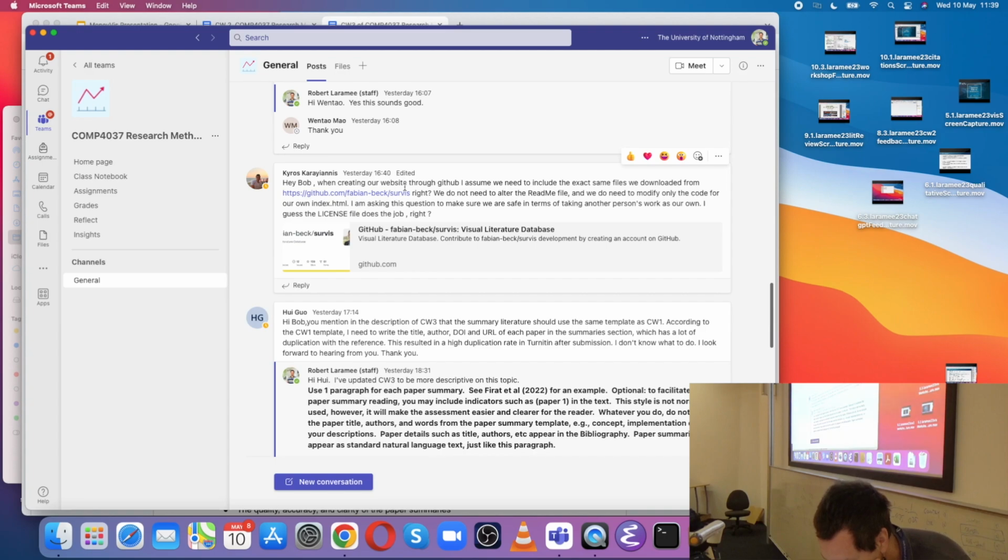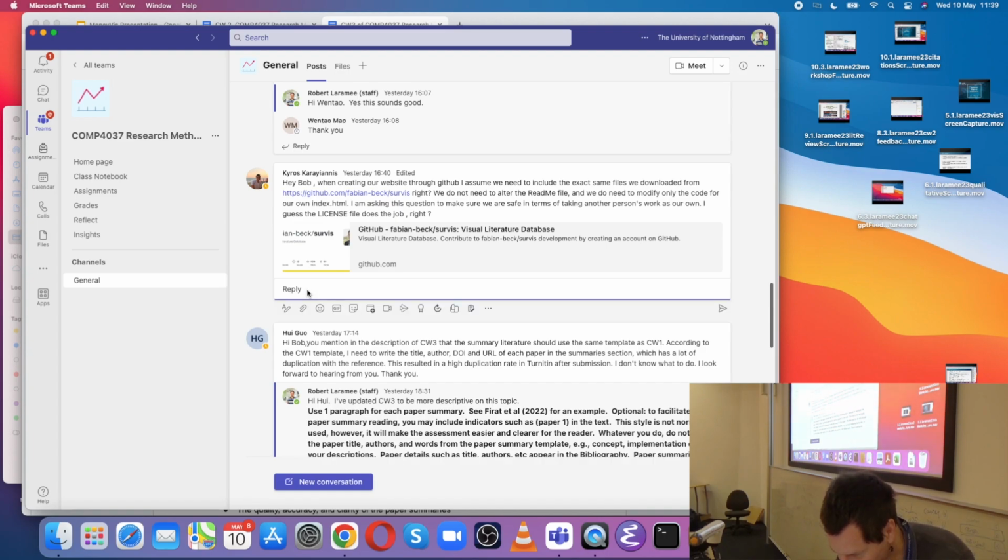When creating our website through GitHub, I assume we need to include the exact same files we downloaded from GitHub, right? So we do not need to alter the README file. We do not even modify the code for index. I am asking this because of the issue of stating another person's work as our own. Oh, I see. Yes, that's fine. Don't worry about plagiarism in this case. It's very obvious that you're using someone else's piece of software.